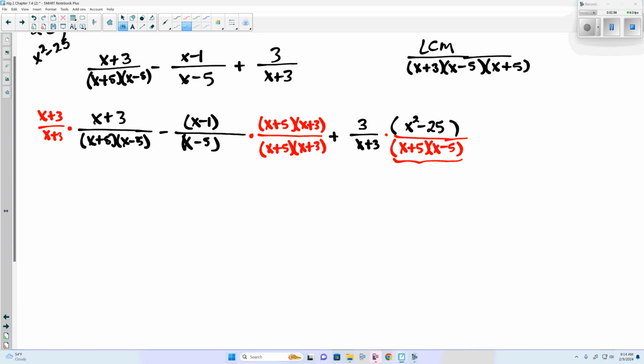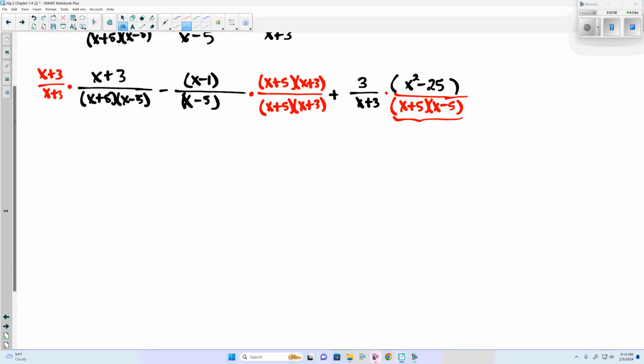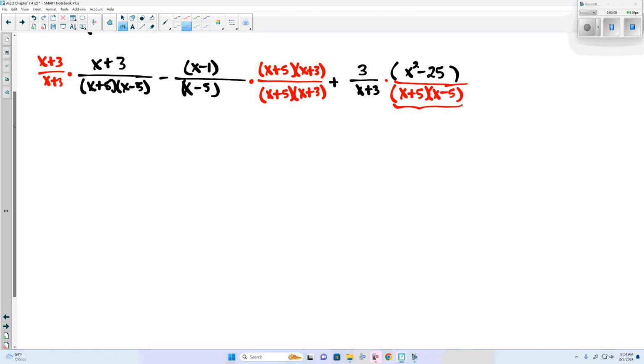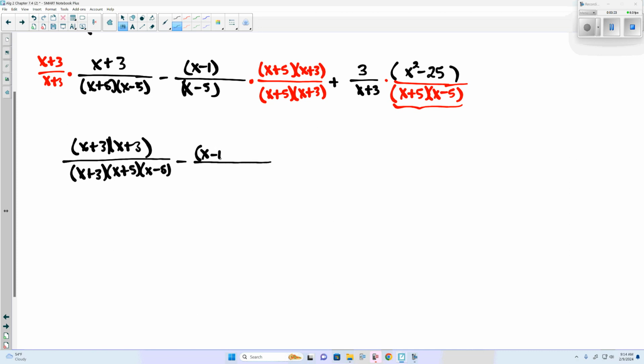Do we kind of see that there? And anytime we can do that where we have the two factors being multiplied back together, might as well just replace it with what it started with. Now at this point here, our first numerator is going to be x plus 3 times x plus 3. Now since it is in the numerator, we are going to have to multiply it back out. Minus our middle one, x minus 1 times x plus 5 times x plus 3.